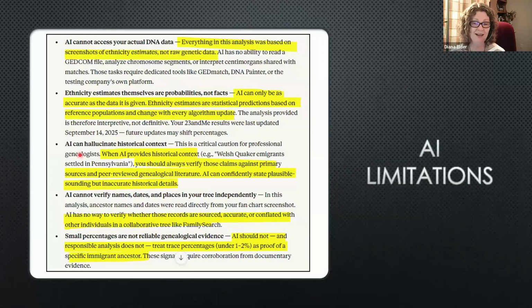And then it recognized it can hallucinate historical content. So when it provides historical context, such as that Welsh Quaker immigrants in Pennsylvania, you should always verify. So this is definitely something, if I'm interested in doing this, I would want to do some good research on if this is actually true. Does AI know what it's talking about? I would guess that there's enough training data that it actually would be right, but maybe not. And that it can't verify anything in your tree independently. So we know that it's just taking what we give it. And then AI should not, and responsible analysis does not, treat trace percentages as proof of a specific immigrant ancestor. So I thought those were good limitations, understanding what it can and what it can't do.